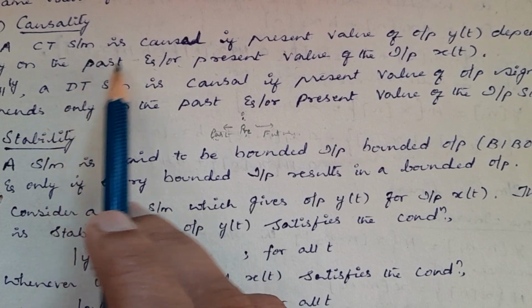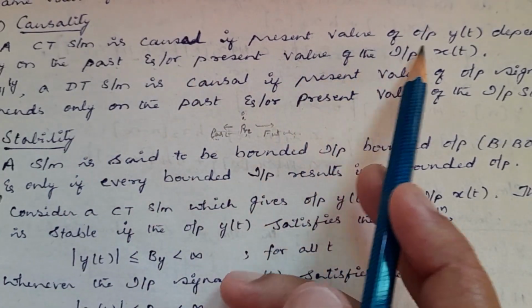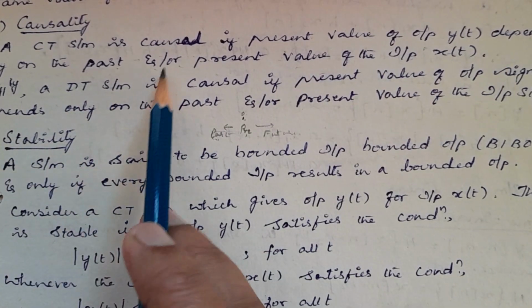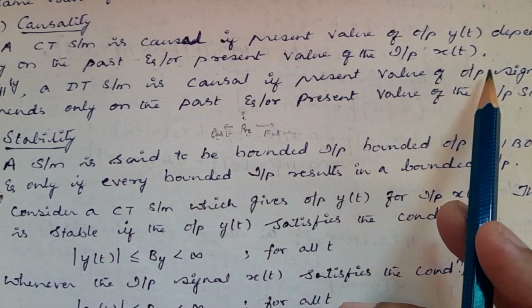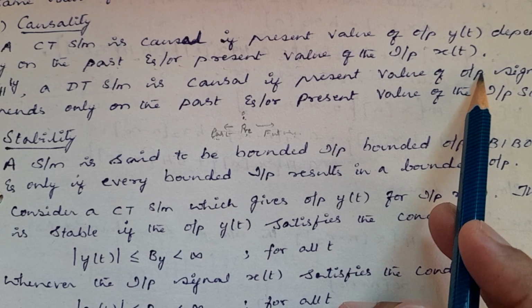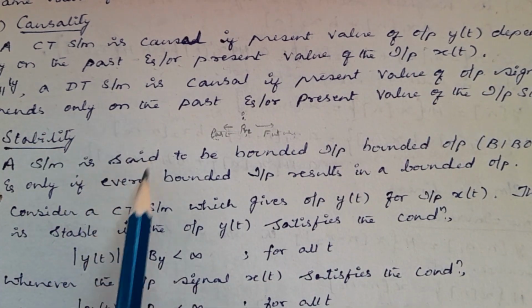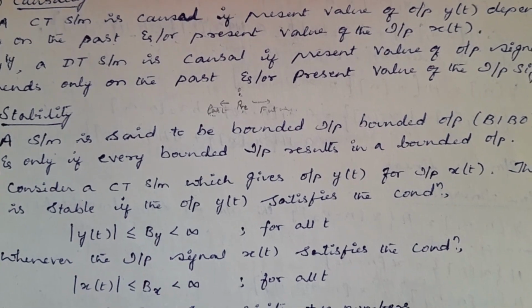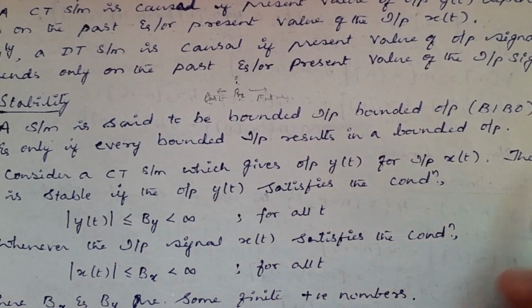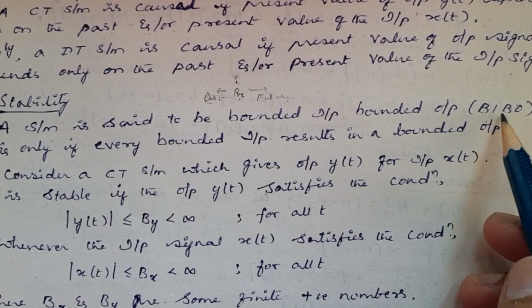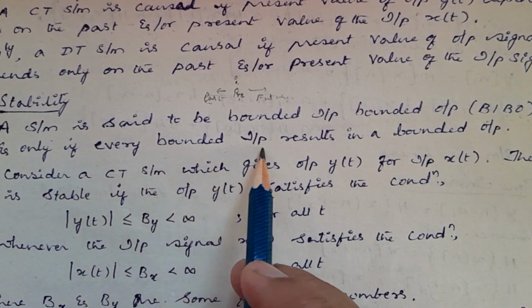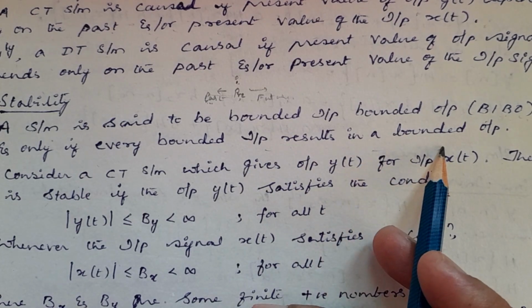A continuous system is causal if the present value of output y of t depends only on the past or present value of the input x of t. So that is causality. Next, stability: a system is said to be bounded input, bounded output, BIBO stable, if and only if every bounded input results in a bounded output.